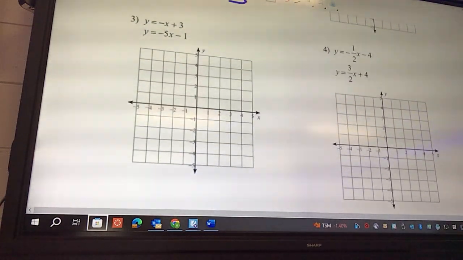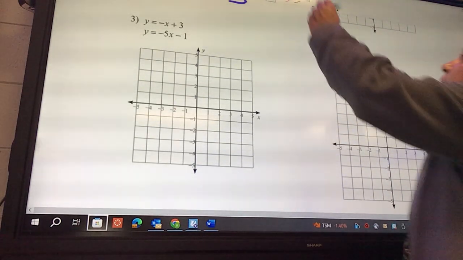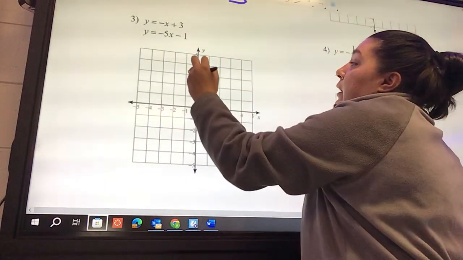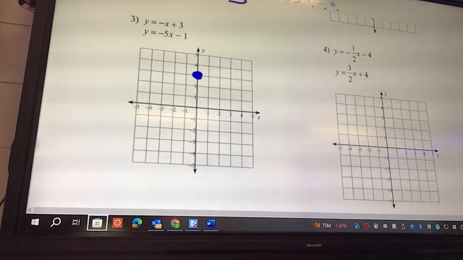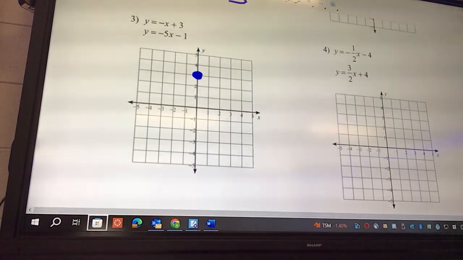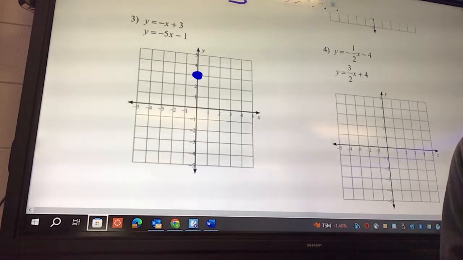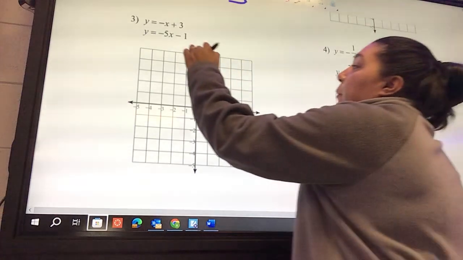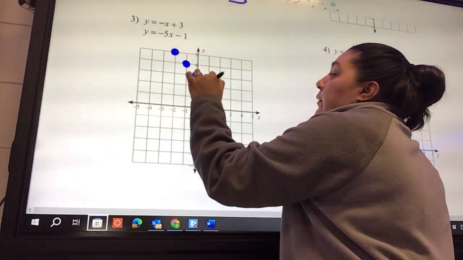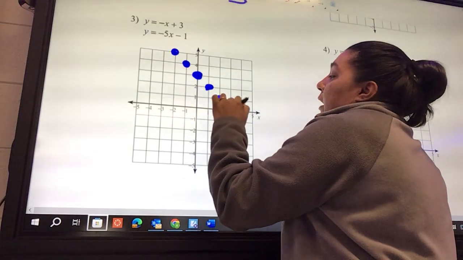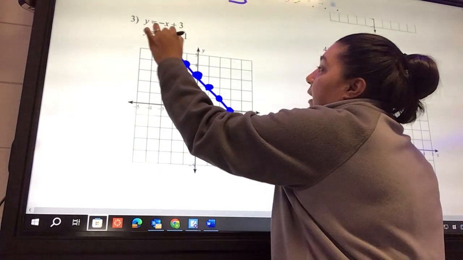Okay, number 3. Where does line 1 start out at? At +3. So we're going to go to line 1 and put a dot on the 3. What is my slope? -1. So we're going to go up 1 over 1. Which way? I need a negative line. You gotta go up, left. Up 1 over 1 to the left, or down 1 over 1. Again, line 1, we got to make all the dots we possibly can.